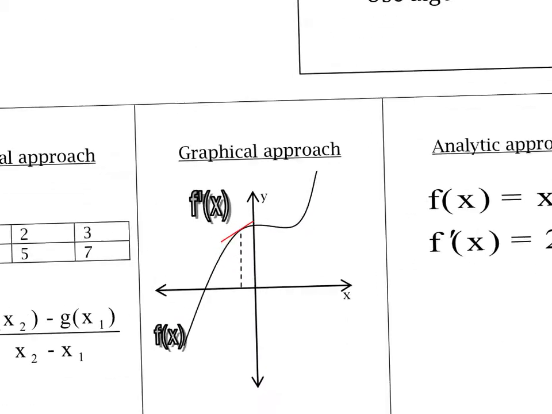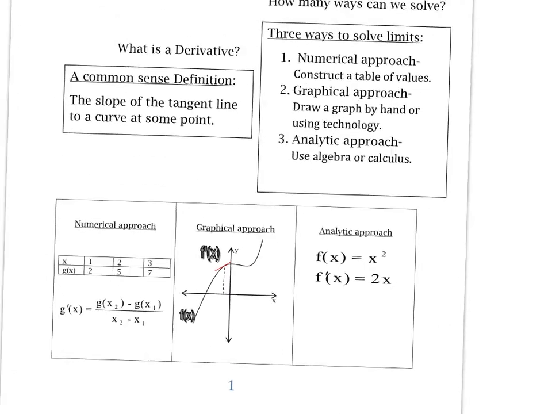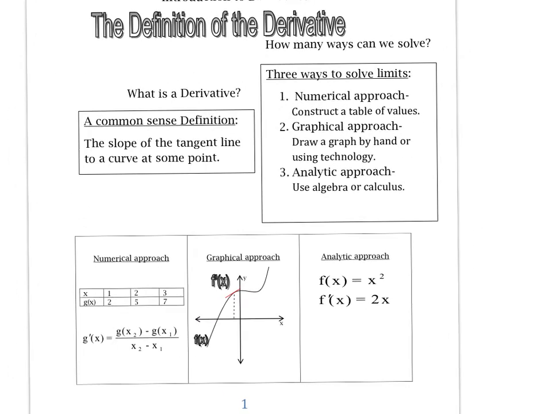So down here I got a little drawing of it. The derivative is just going to be the slope, or it could be a function to find the slope. It could be an equation that gets you the slope of the tangent line to a curve at any point. And just like in limits, we have multiple ways we can evaluate these. We do the numerical approach.